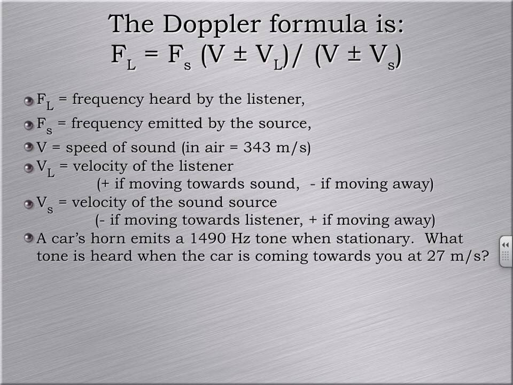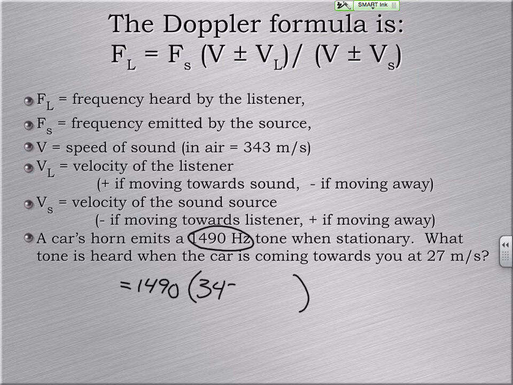So if the car's horn emits a 1490 hertz tone when stationary, what tone is heard when the car is coming toward you at 27 meters per second? We're going to use this nice, fantastic formula. The car's horn emits this tone, so this is my source frequency, the first one, so that's going to equal 1490. And then we have V, which of course is going to be 343, and that 343 is going to be top and bottom. Now we have a plus or minus the listener, a plus or minus the source.